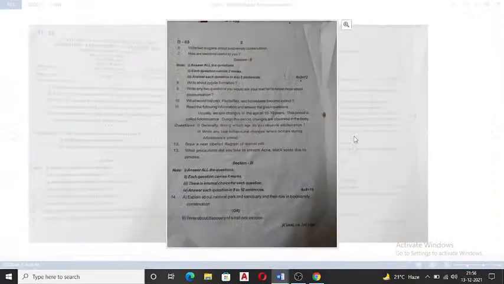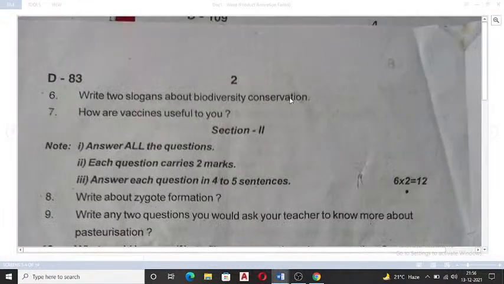And now after this section 1, you will be having your section 2. Section 1 is not yet finished because we have done only 5 questions there, but there are 7 marks. So: write 2 slogans about biodiversity conservation. You have to write 2 slogans about how to conserve the biodiversity. Save the biodiversity to save the nature. Simple, I'm saying, but you can write much better. Have good thinking and try to do some slogans on biodiversity.